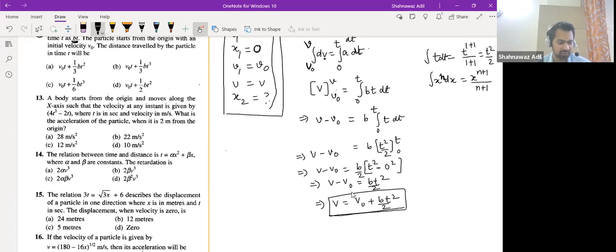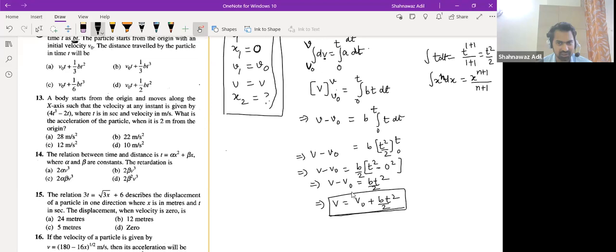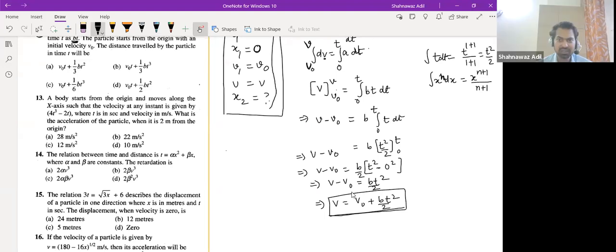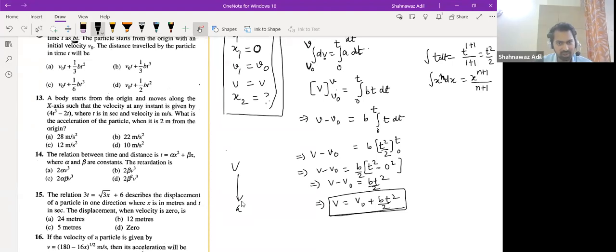What do we do? Integration. From velocity to acceleration, we are calculating acceleration. Differentiation. Right? We are going from velocity to acceleration. So downward is differentiation.